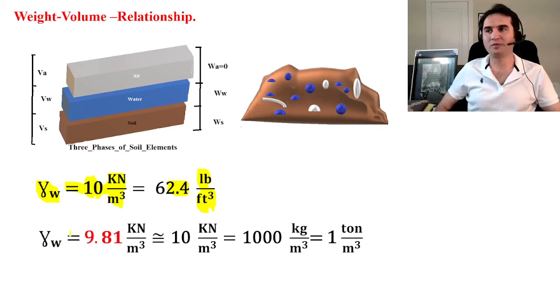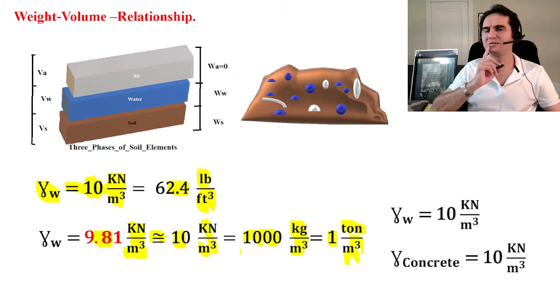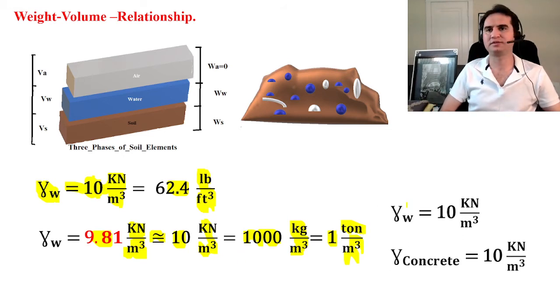If you want to know the exact numeric value for gamma water in SI units, that's 9.81 kN per cubic meter, and that's almost 10 kN. So we just go by 10. And if you want to know that in kilograms per cubic meter, that's 1,000. And in tons per cubic meter, that's 1 ton per cubic meter. Just in case. And you can do the same for pounds per cubic feet. So they are easily convertible to each other.